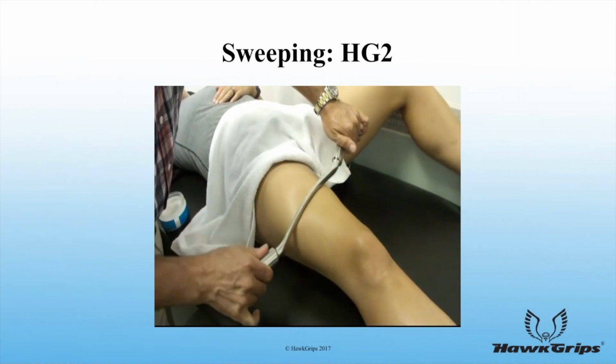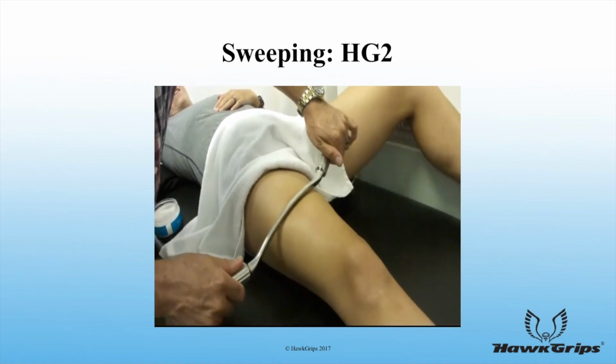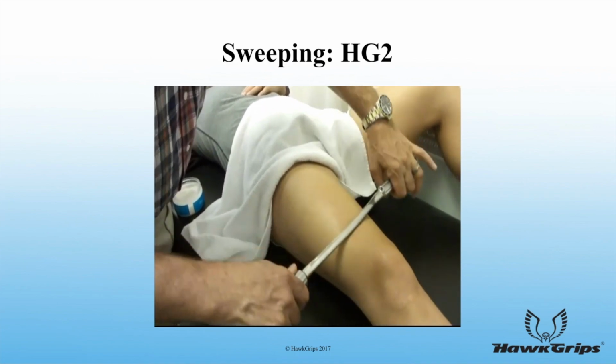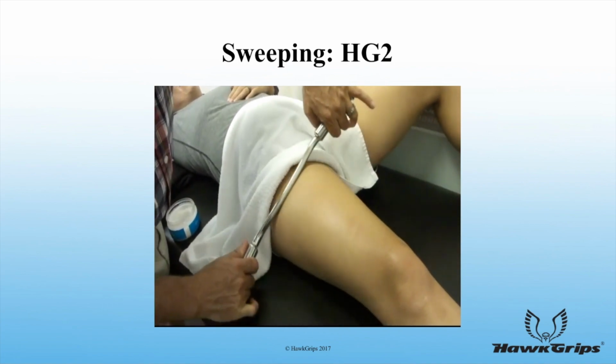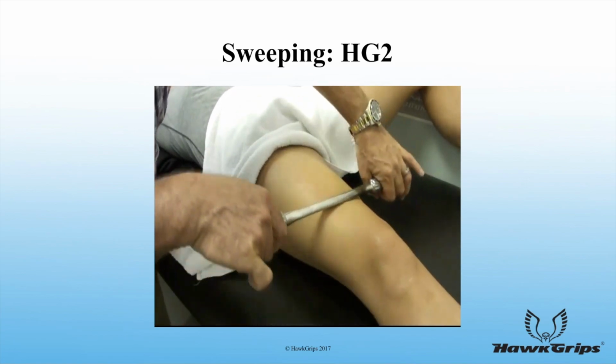Sweeping strokes can also be performed with the HG1, 2, and 3 instruments. These instruments are ideal for larger muscles. The ergonomically designed handles and noticeable weight of the instrument makes treatment easy on the clinician and enhances patient comfort.